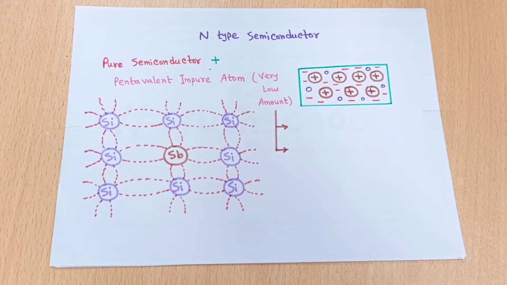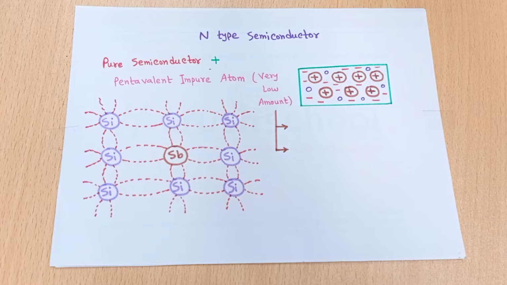N-type semiconductor. So there are two types of semiconductor: one is intrinsic and another is extrinsic. Between the two types, n-type semiconductor is an extrinsic semiconductor. So what is actually an extrinsic semiconductor? If we add some impure material to a pure semiconductor, then it becomes an extrinsic semiconductor.